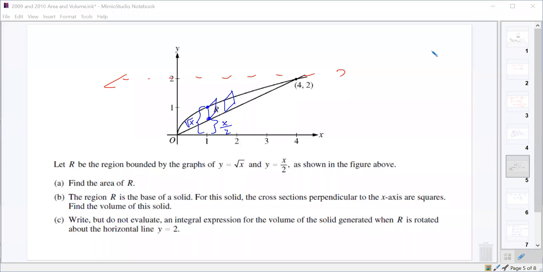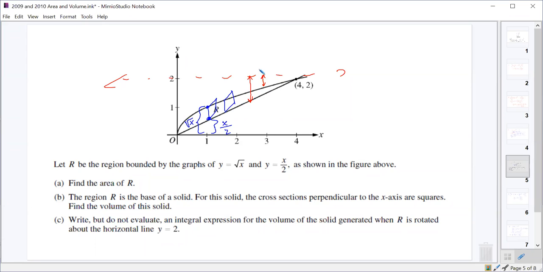So for part C, since I forgot to start recording for A and B, part C says we're going to revolve this around the line y equals 2. So if we're revolving around the line y equals 2, we're still going to be able to do this in terms of x. So try and keep it in terms of x if we can, since everything's already in terms of x. We just need to find our outer radius, which will be the distance from 2 to this function, and we need to find our inner radius, which will be the distance from 2 to our square root function.